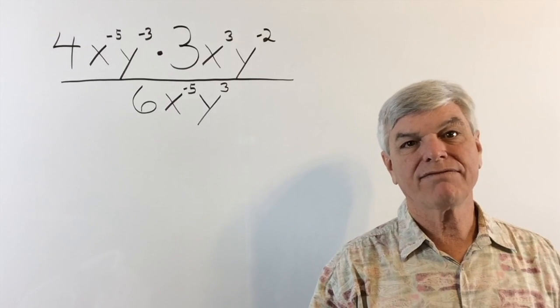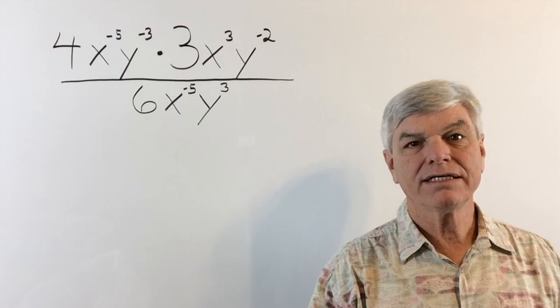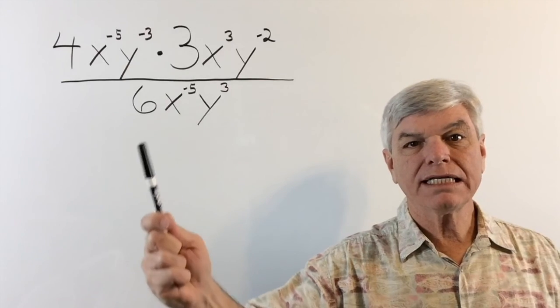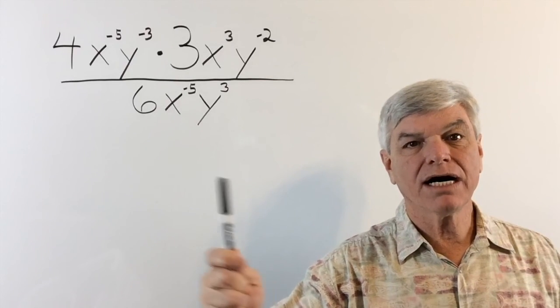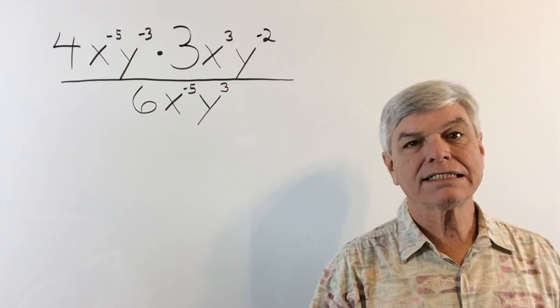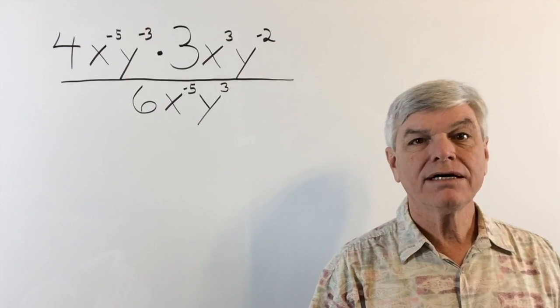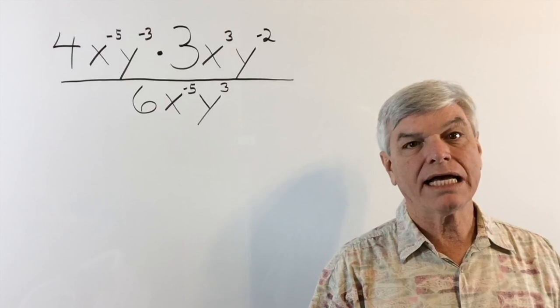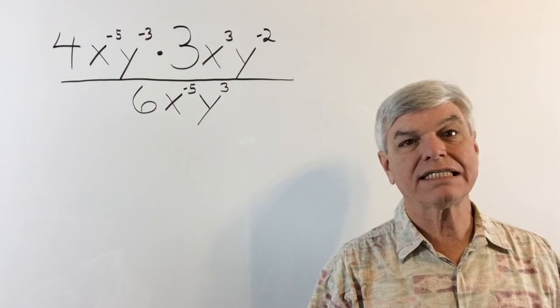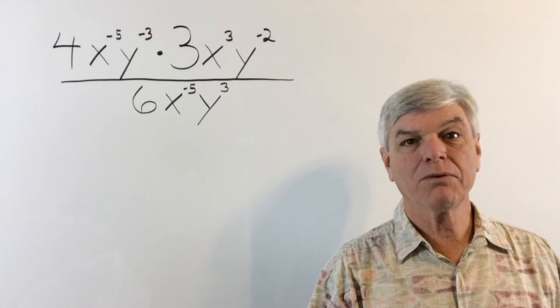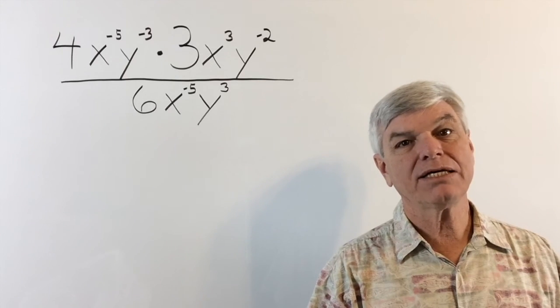What's x to the negative 5 over x to the negative 5? It's 1. Now if you want, you can bring this x to the negative 5 upstairs, and then we're going to have x to the negative 5 plus x to the 5. And we're going to add those two exponents and have x to the 0, which is 1. Do you want to go through all that work? No, I didn't think you did.